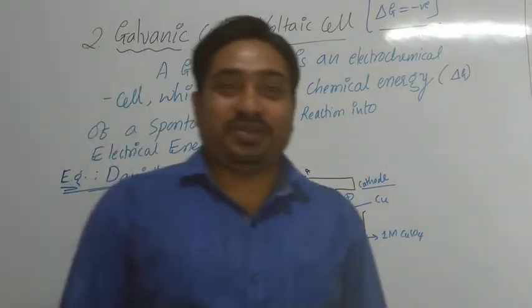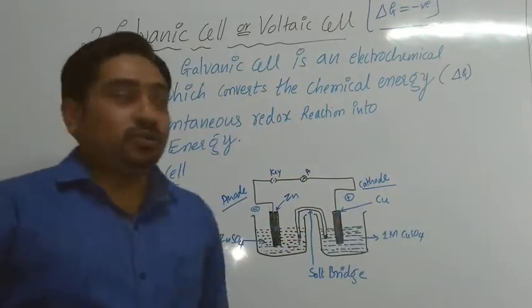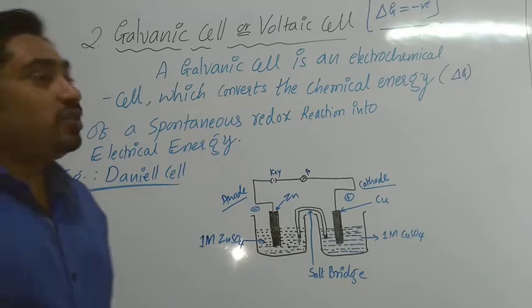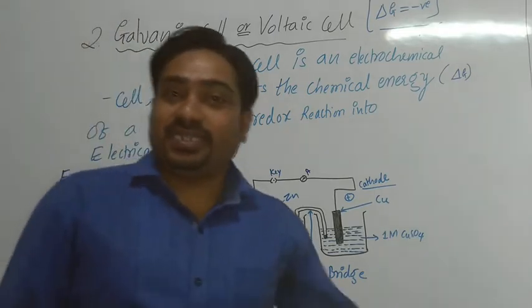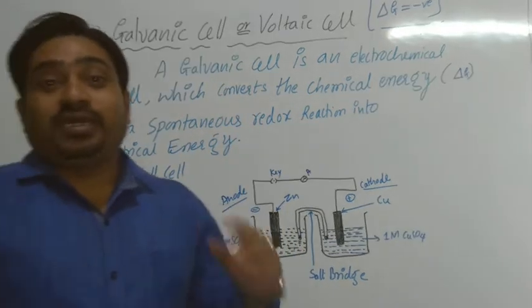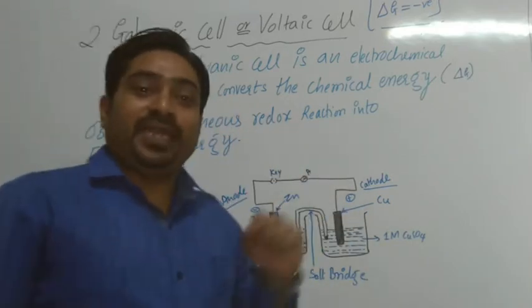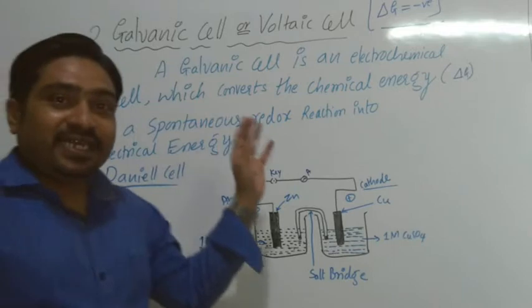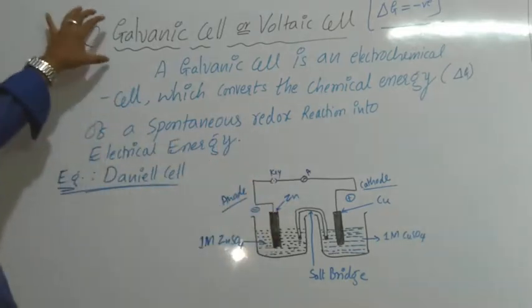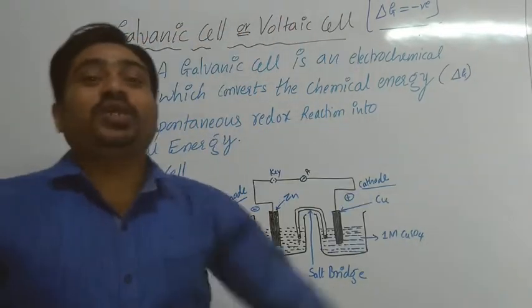Hi, good evening everyone. Today we'll discuss the galvanic cell or voltaic cell. In the previous class we discussed the electrolytic cell, and we have completely discussed the electrolytic cell. Now the second type of electrochemical cell is the galvanic cell or voltaic cell.